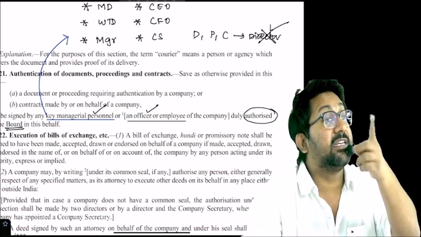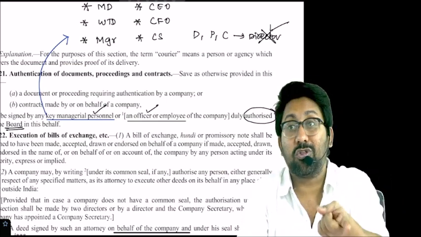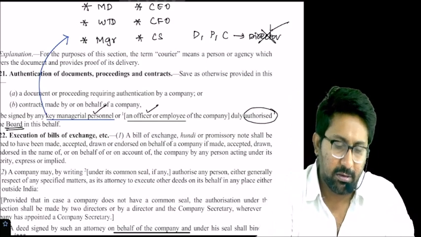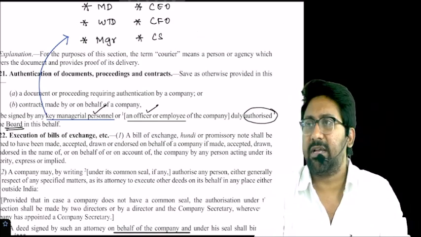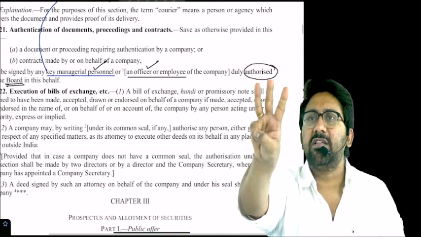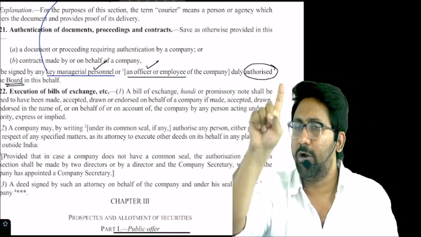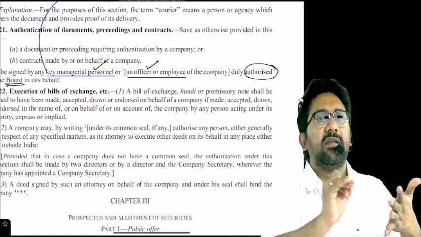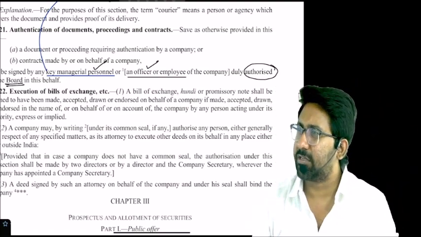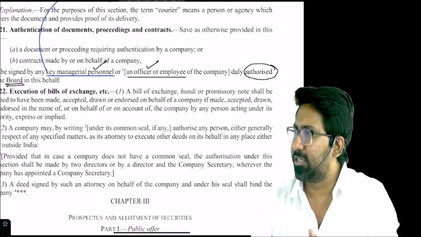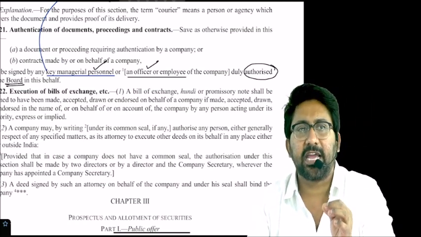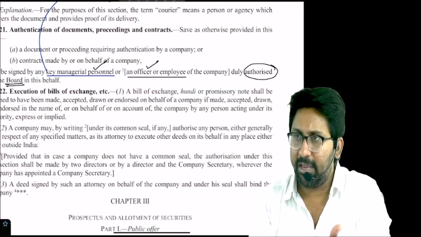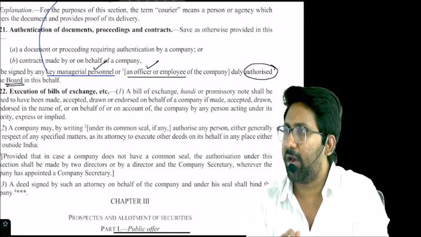If I am a managing director, I am both an officer as well as a KMP. In any capacity I can sign. Clear, everyone in the class? So summarize everything and tell me. Three things are governed by section 21. Number 1: document, proceeding, contract. It requires whose signature? The company's. But can the company sign or not? Therefore, who will sign? KMP or officer or employee.